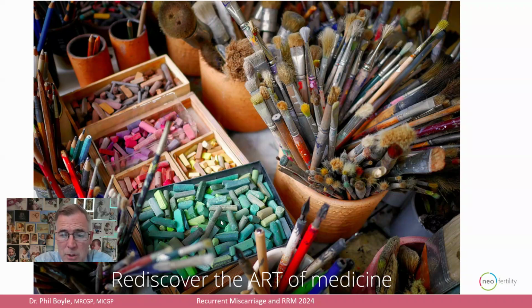And my view is there isn't just one way to solve a fertility problem. There's multiple different strategies, and we can get there with different approaches. And this is where the art comes in. But our first thing is first do no harm.